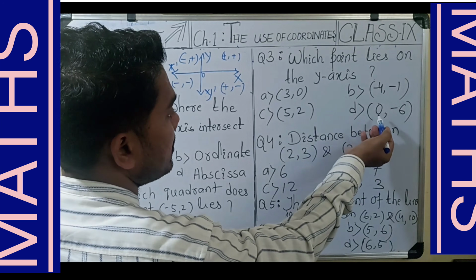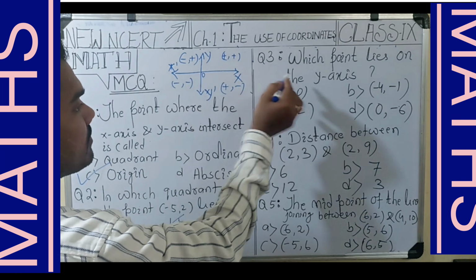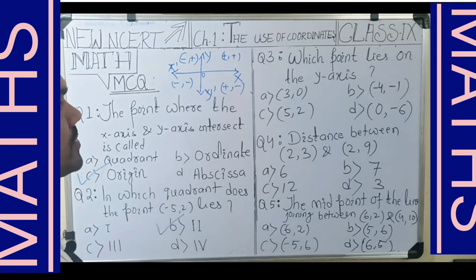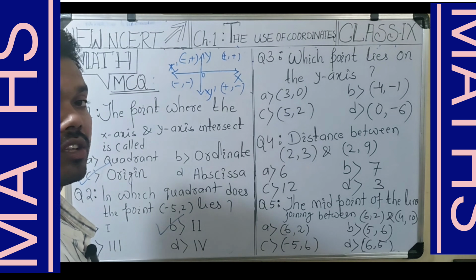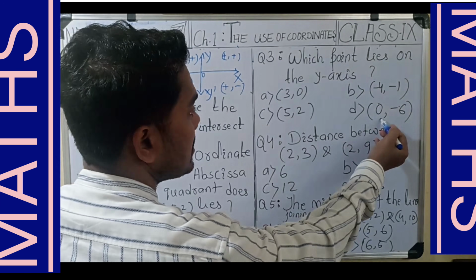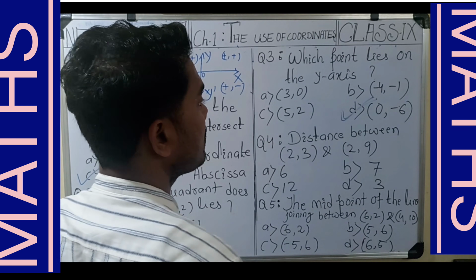And option D, (0, -6): the x coordinate is 0 and the y coordinate is -6. So which point will lie on the y-axis? As you know students, on the y-axis the x coordinate is 0, so option number D is the correct answer.